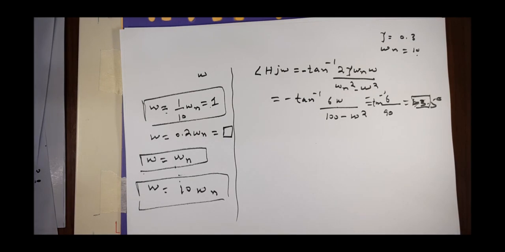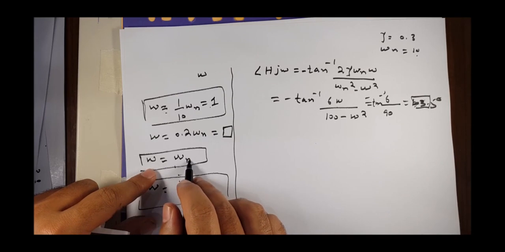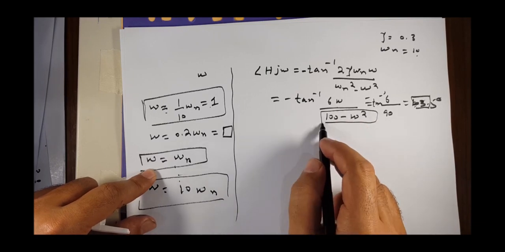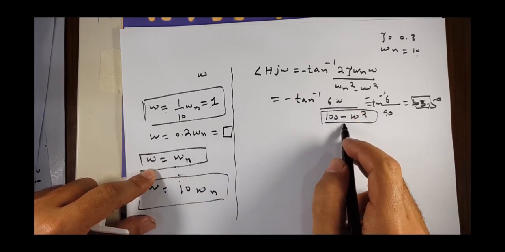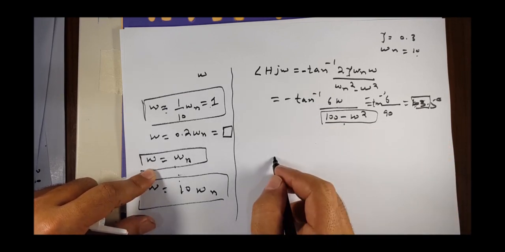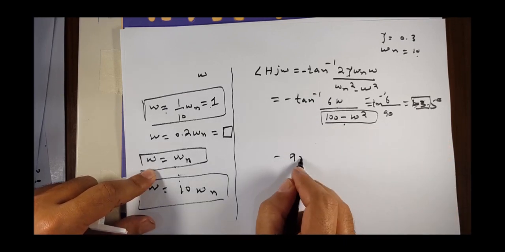And when omega is equal to omega n, this thing becomes 0, and 6 omega by 0 is infinity, and tan inverse of infinity is minus 90 degrees.